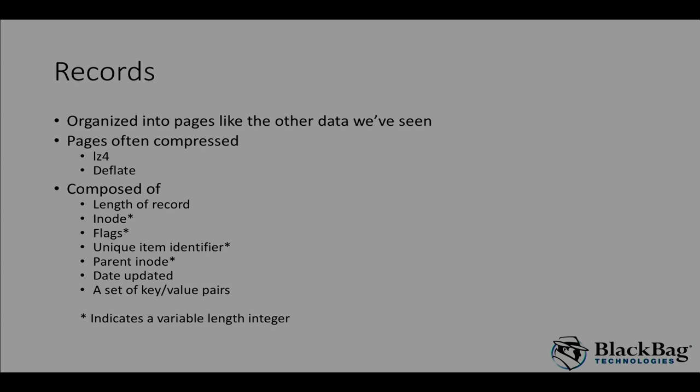Records are organized into pages. They're compressed. They have these fields and some other ones, but these are the ones that we care about, usually the inode and its parent, and flags, a unique identifier, because as we'll see, the inode is not a unique identifier, because you can have multiple records for the same file, and a date updated. To add to the complexity here, all of the fields with an asterisk are stored not as like an int64 and int32, they're stored as variable length integers. Depending on the size of the integer, they can be from 1 to 9 bytes. This means looking at this stuff in a hex editor and trying to make sense of it is not nice.